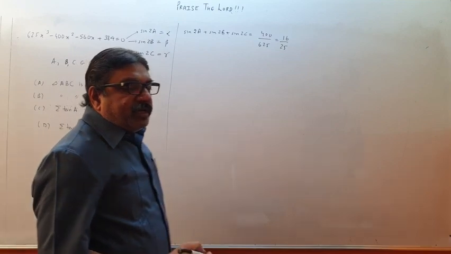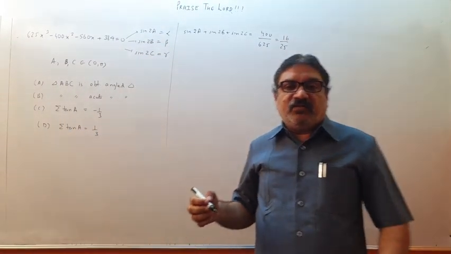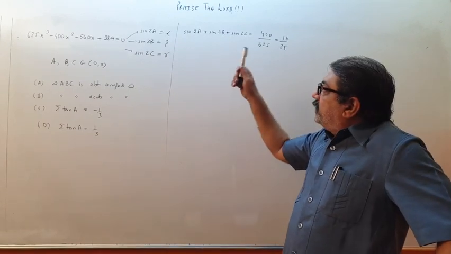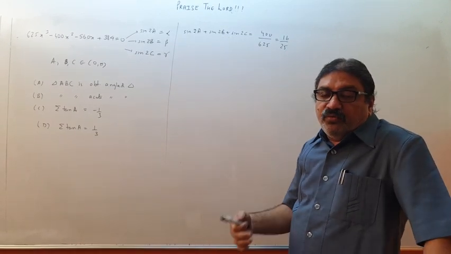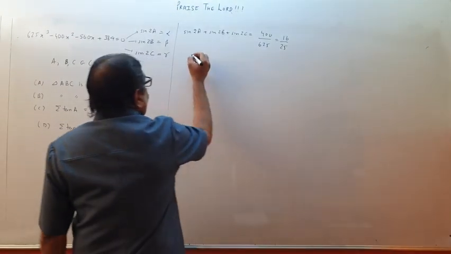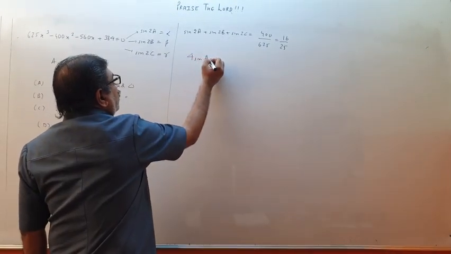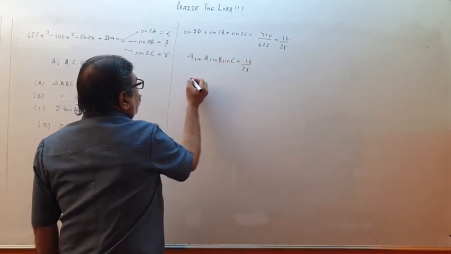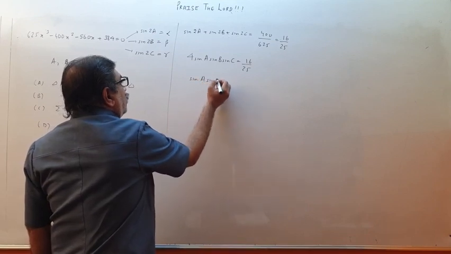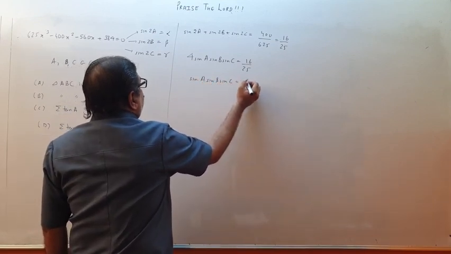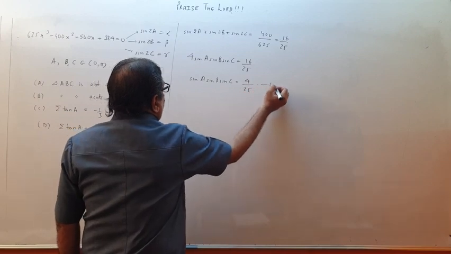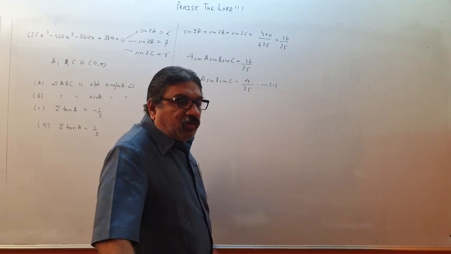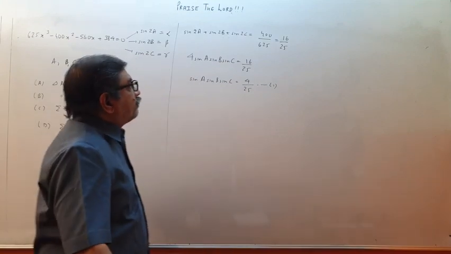Now children, you should know many identities from multiple and submultiple angles of trigonometry. If A, B, C are angles of a triangle, then sin 2A plus sin 2B plus sin 2C is 4 sin A sin B sin C. So from here I get 4 sin A sin B sin C is equal to 16 upon 25. So that means sin A sin B sin C will be 4 upon 25. So children, you realize if you can remember too many things, the job becomes easier in IITJEE like this.